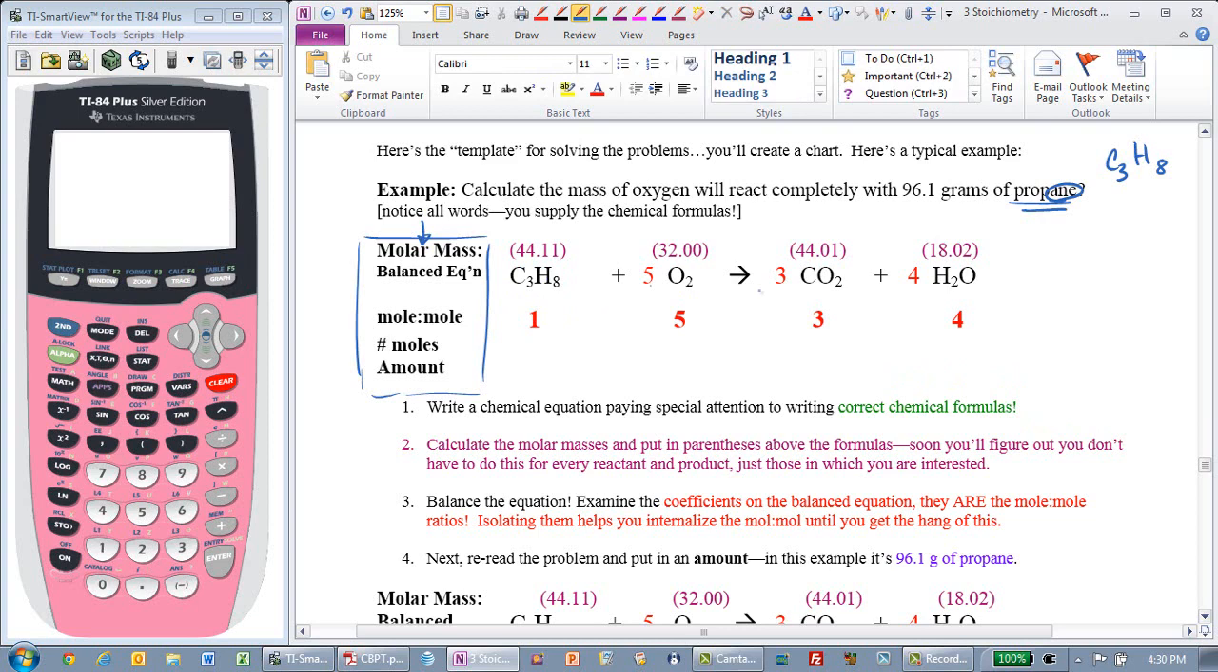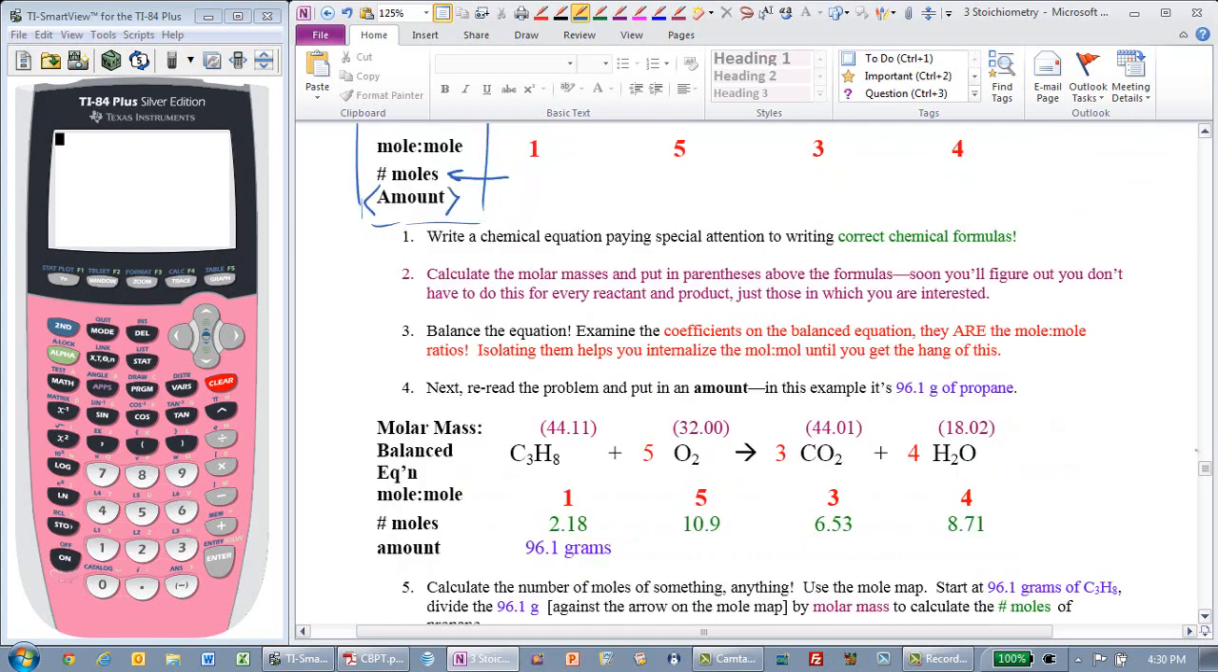Just helps you focus. Then the next thing we're going to attack is number of moles. Calculate the number of moles of something, anything, to get started in a stoichiometry problem. And then there's going to be an amount. Is this stuff coming at me in liters? Is it coming at me in grams? Is it coming at me in molecules? There's going to be some unit of amount that's going to ultimately go with it as well. So this is just telling you what to do here.